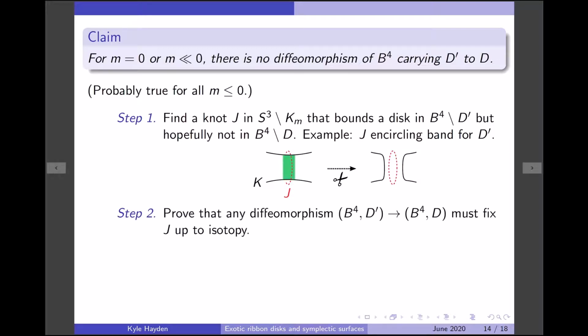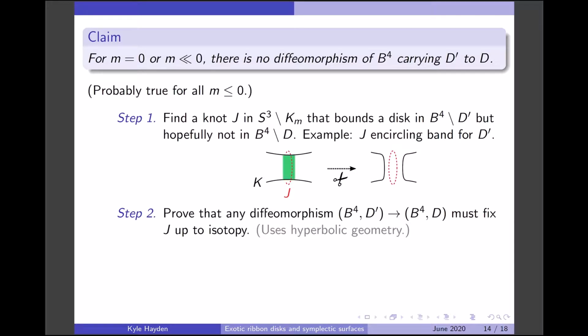Now with this candidate in mind, what we want to do is start to study this candidate knot J. So the second step is to prove that any diffeomorphism of the 4-ball that might take D prime onto D has to fix J up to isotopy. This is really a statement about diffeomorphisms of the 3-sphere that fix the boundary of the disk, the knot K. And using some techniques from hyperbolic geometry and some direct calculations related to this particular knot K and Km, we can indeed prove that any diffeomorphism of S3 fixing K must fix J up to isotopy.